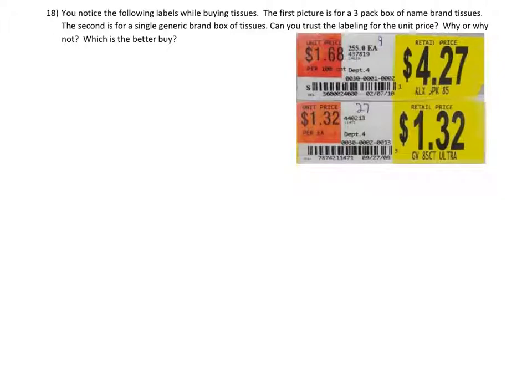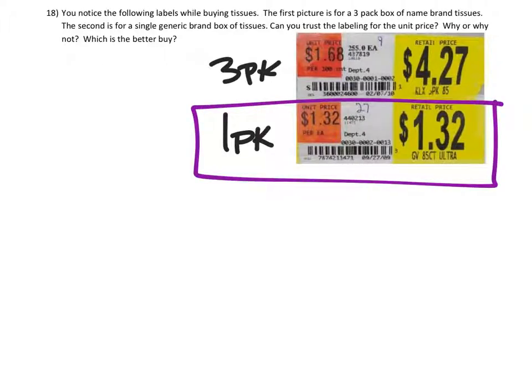You notice the following labels while buying tissue. The first picture is for a 3-pack box of name brand tissues. So there's a 3-pack. And the second is for a single generic box. So if you want to write it as a 1-pack, that's fine. Can you trust the labeling for the unit price? Why or why not? Oh, that's good. They show us the unit price right there. Well, we can see on the second one that this one's pretty easy to see. $1.32 for one should be $1.32 per each. So this one checks off. But what about this other one?